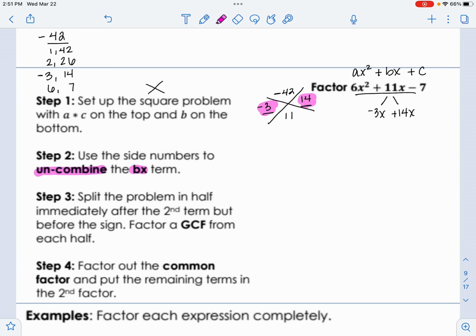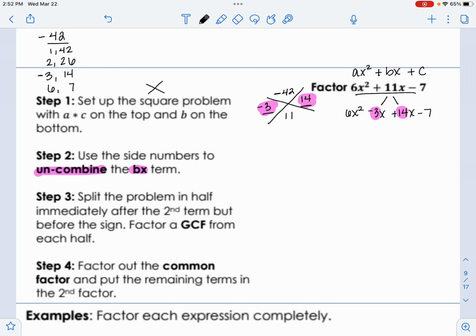A mistake that's commonly made at this step is that we forget the x. Don't forget the x. It's always going in place of this middle term here. And we can bring down the 6x squared and the negative 7. So the only difference between my original problem and what I have written down here, and this should be with step 2, is that my middle term has changed from 11x to negative 3x plus 14x. And this is exactly what we want.